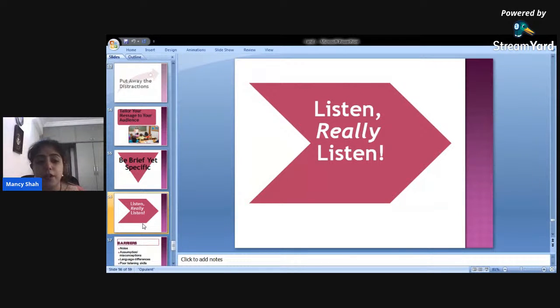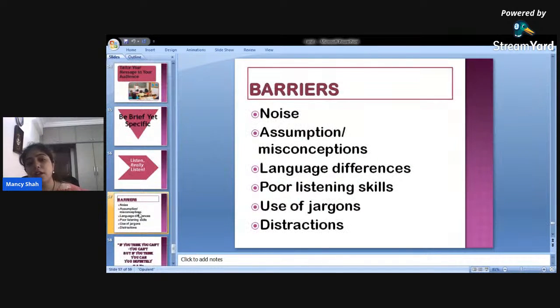Finally, the barriers in communication. Firstly, noise. Get rid of noise. Where there is a lot of noise around, you cannot communicate. Secondly, get rid of assumptions and misconceptions from your mind. Please be very clear when you are communicating, whether you are the speaker or the listener. You can ask questions, you can get it repeated, but try to avoid assumptions and misconceptions.